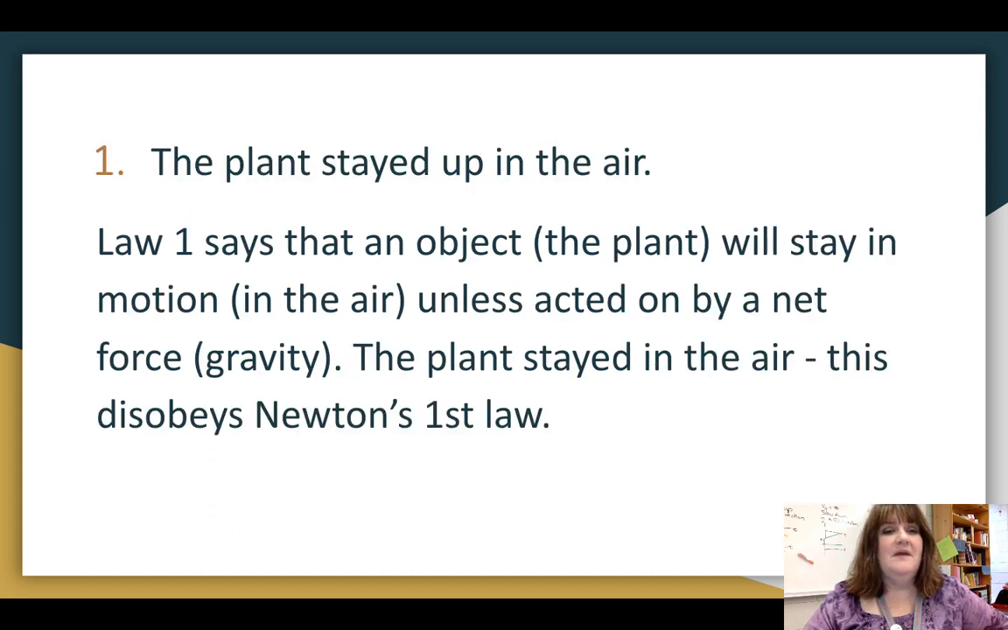Okay? So here are the arguments. The first one, the plant stayed up in the air. Law 1 says that an object, the plant, will stay in motion, it's in the air, unless acted on by a net force. That's gravity. The plant stayed up in the air, right? It didn't come immediately back down. This disobeys Newton's first law of motion. And that's all you have to write. That's the argument.